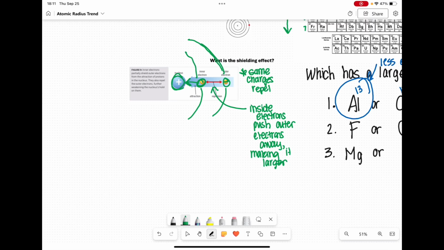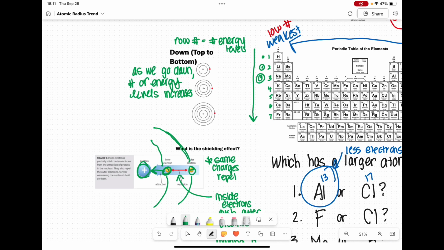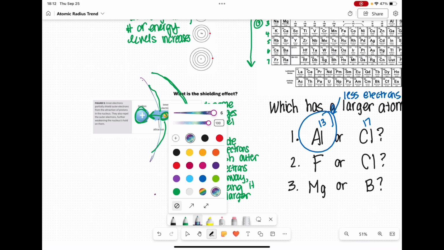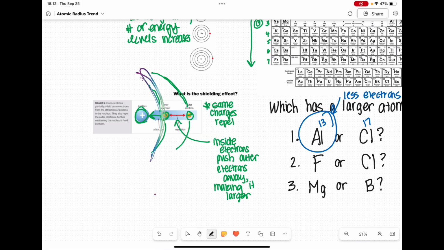So, yes, as we go down the periodic table, the number of energy levels increases, which is partially why it gets larger. Your answer isn't complete, though, unless you explain shielding, where as we add energy levels, the electrons that are being added are being pushed away by the electrons that were already there on the inside, which causes it to get bigger. And the reason we call it shielding is because your inside electrons are shielding the nucleus.